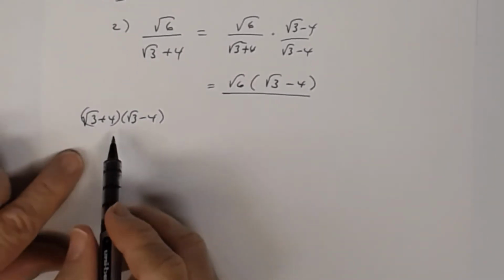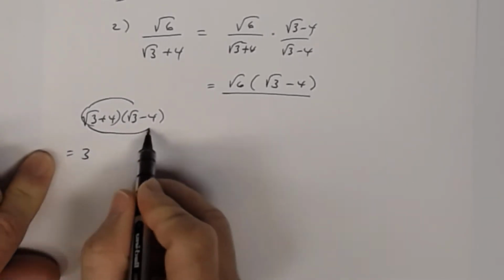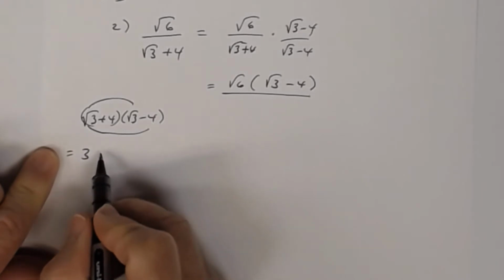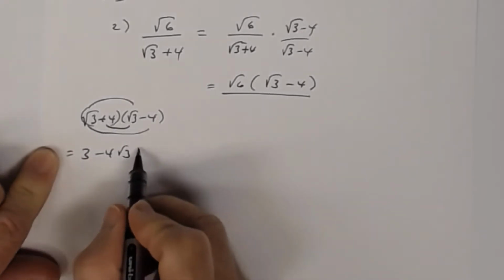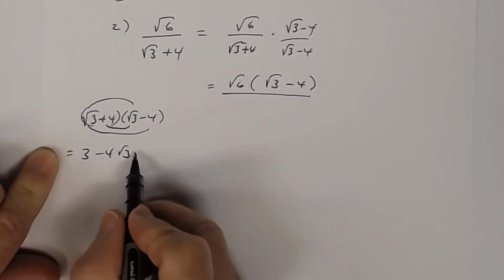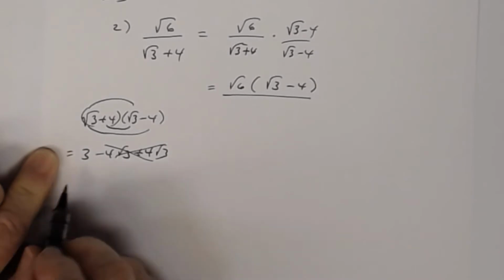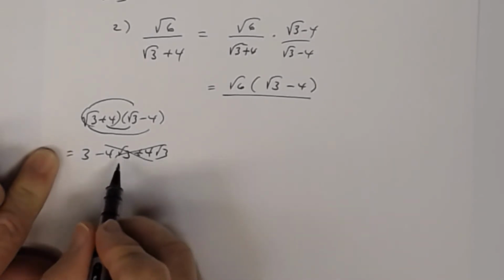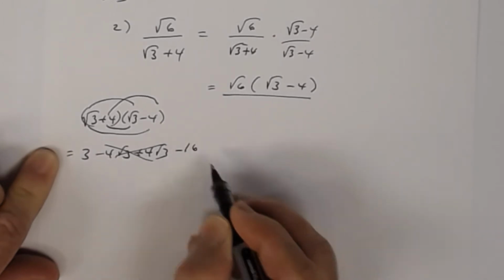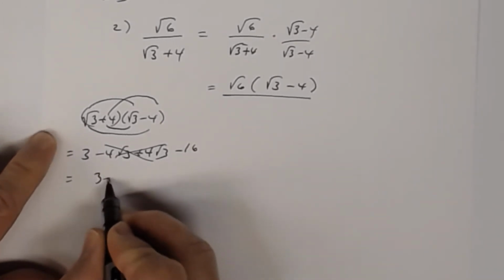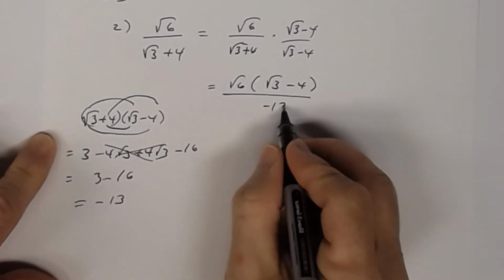And so the square root of 3 times the square root of 3 is 3. The outer, the square root of 3 times a negative 4 is negative 4 square root of 3. The inner, a positive 4 square root of 3 times positive 4 times square root of 3 is a positive 4 square root of 3. And notice, those have to cancel to 0. Negative 4 square root of 3 and a positive 4 square root of 3 is 0. And then the last, a positive 4 times a negative 4 is a negative 16. And so 3 minus 16 is a negative 13. Okay, so that's the denominator.